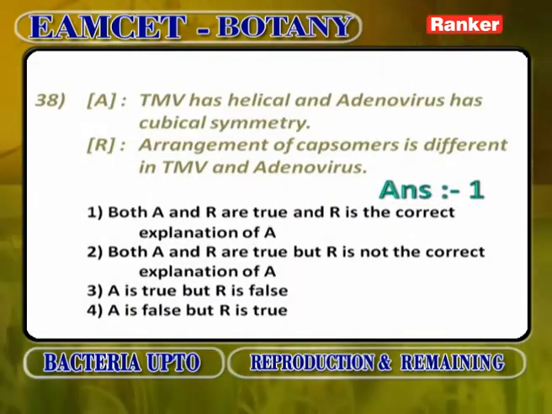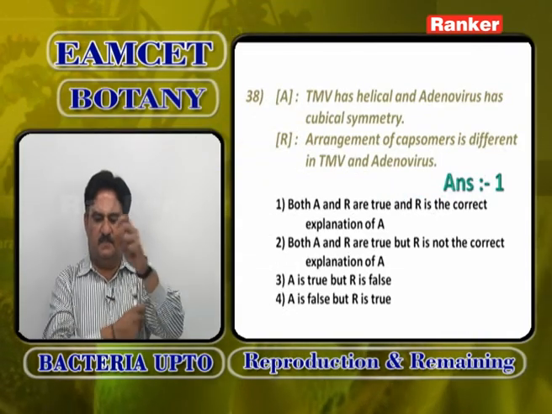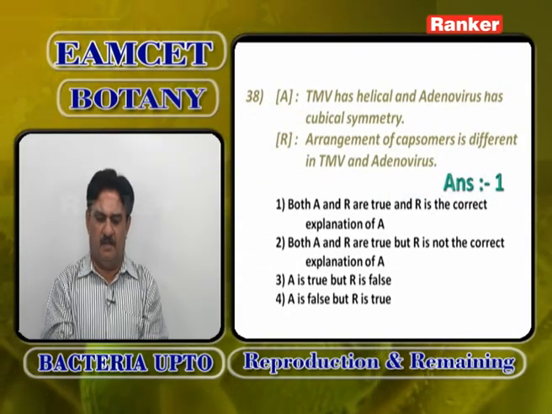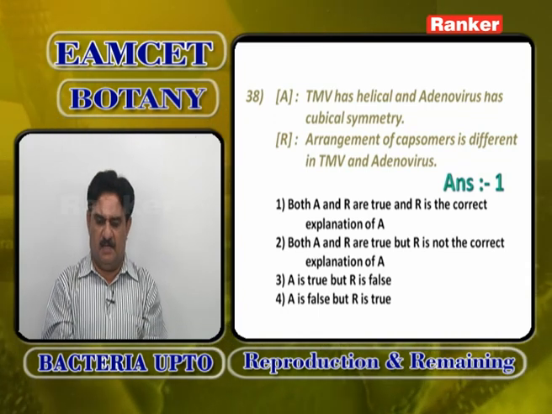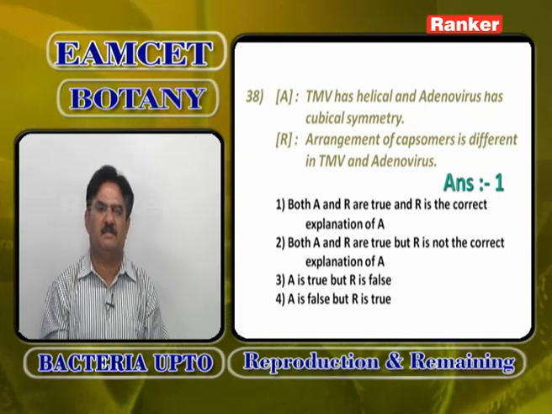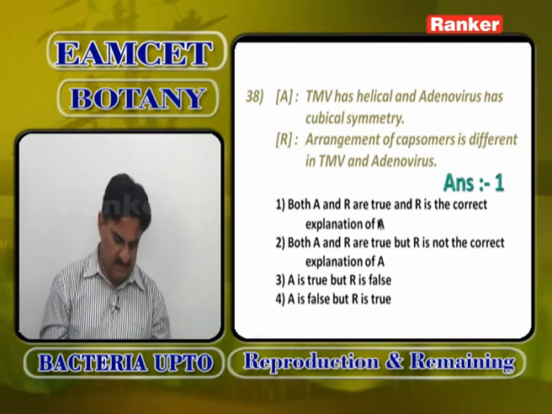So the assertion reasoning question here: TMV has helical and adenovirus has cubical symmetry is correct. Arrangement of capsomeres is different in TMV and adenovirus. Definitely, helical means capsomeres are arranged in a spiral staircase manner. Cubical means capsomeres are arranged in a cubical manner. So A and R are correct. R is the correct explanation of A.